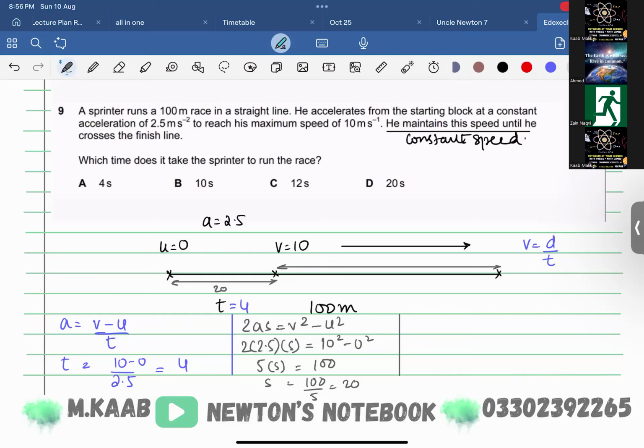So we have 80 for this one, and speed equals distance upon time. Distance is going to be 80, speed is going to be 10, so t is 8. So the total time is going to be 12 seconds. Is that clear?